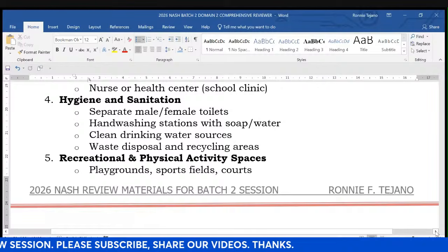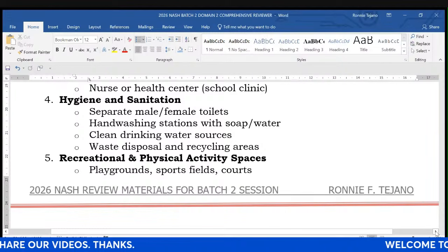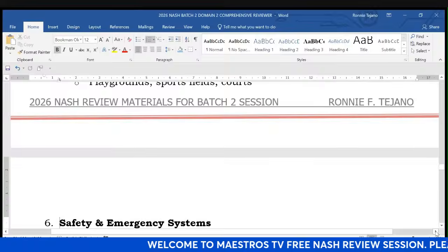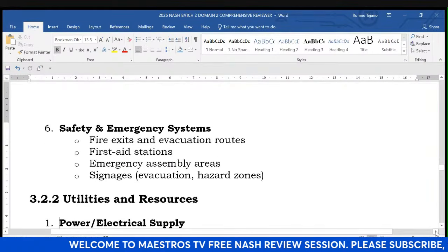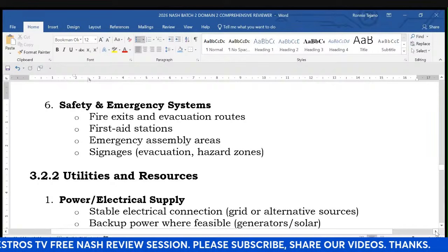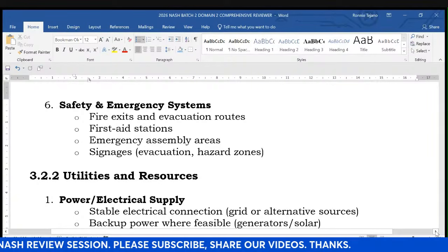Next, we have the recreational and physical activity spaces, which includes, hopefully, you have playgrounds with you, sports fields, and various courts. Then, for safety and emergency, you need to have your fire exits and evacuation routes, the first aid stations, the emergency assembly area, and the signages.